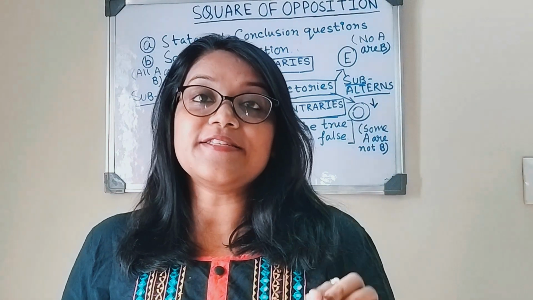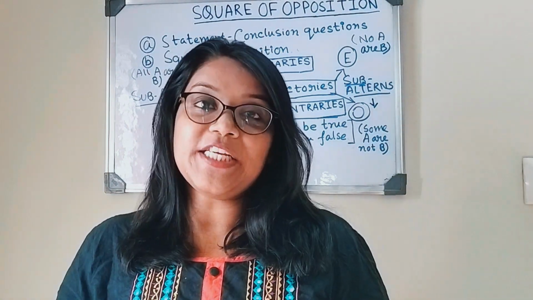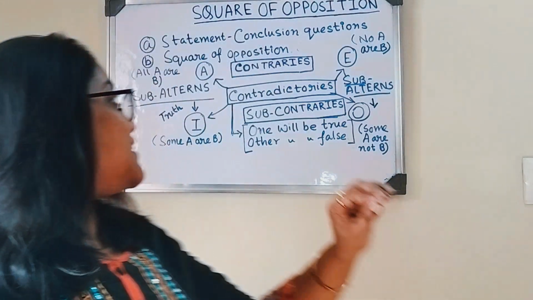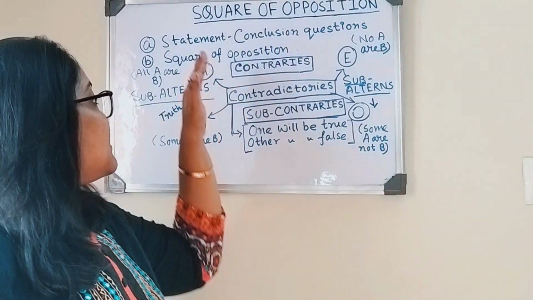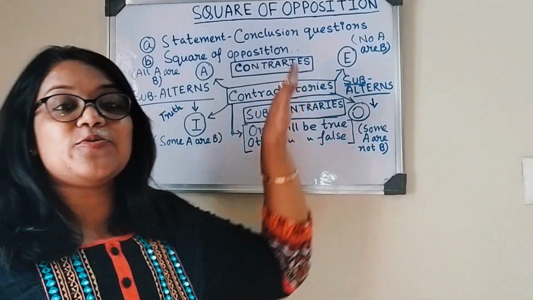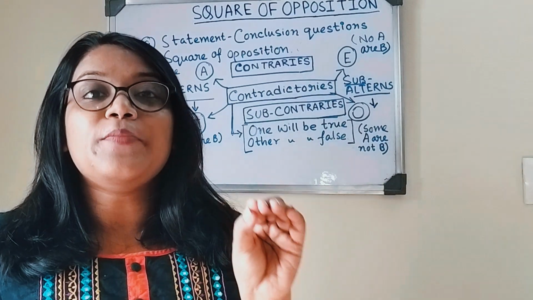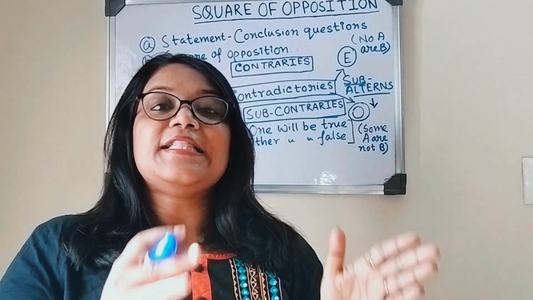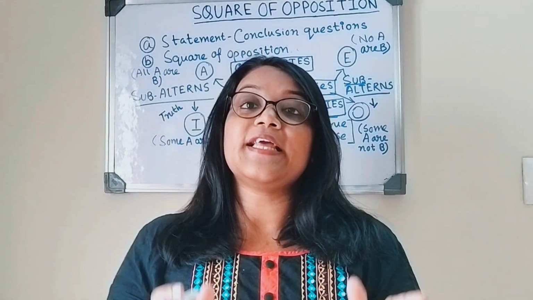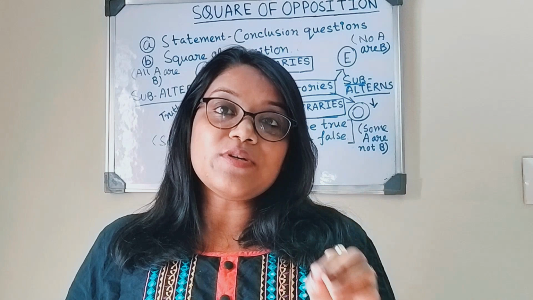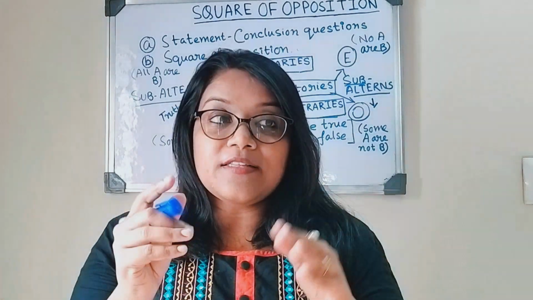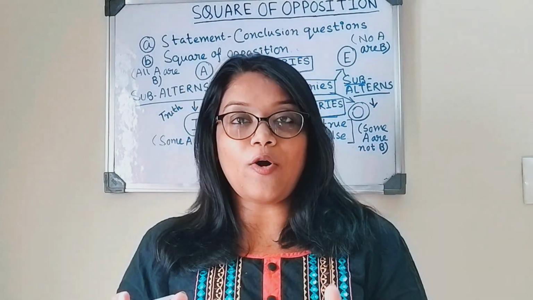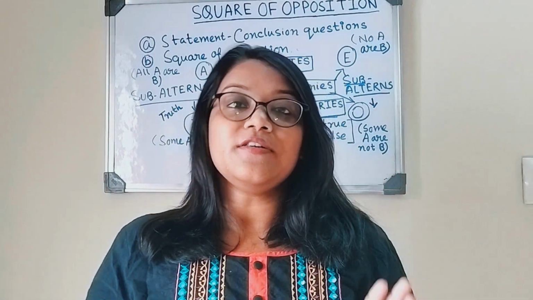The questions asked in the NTA UGC-NET examination from syllogism can be categorized into two types. The first type, that is statement conclusion question, and the second type, that is square of opposition. So at first we have to know what you mean by statement conclusion questions. Basically, in the statement conclusion questions there are a lot of statements and students have to verify whether the given conclusion follows the statement or not. That is called statement conclusion type questions.